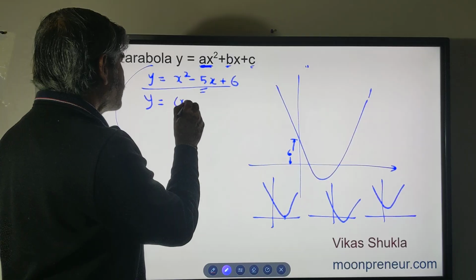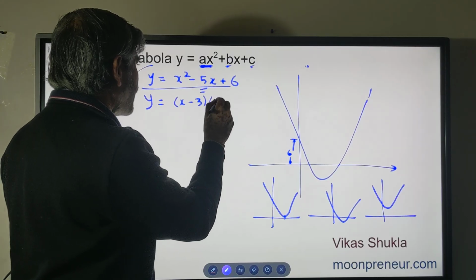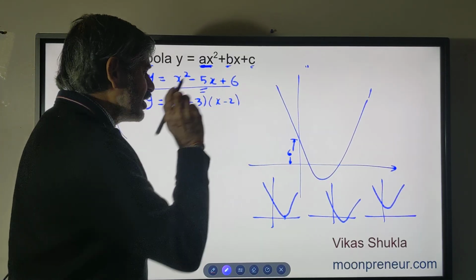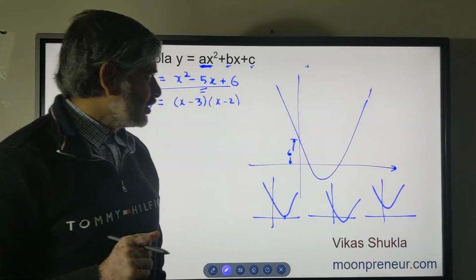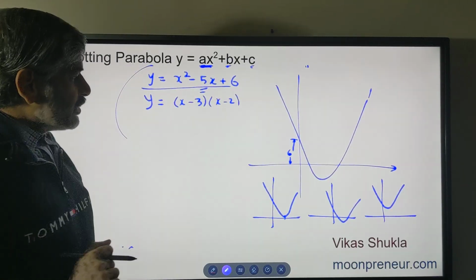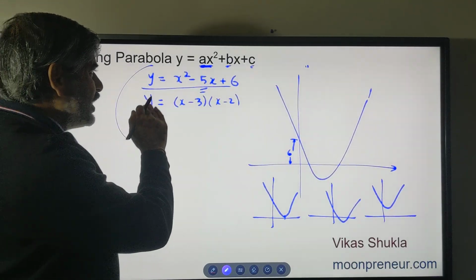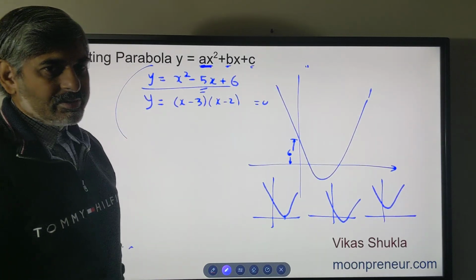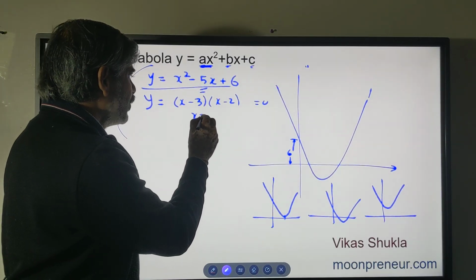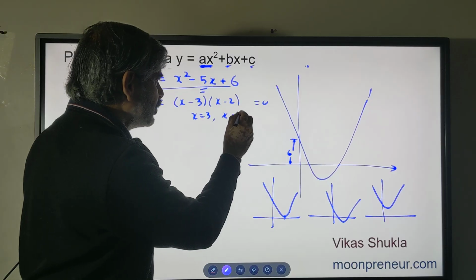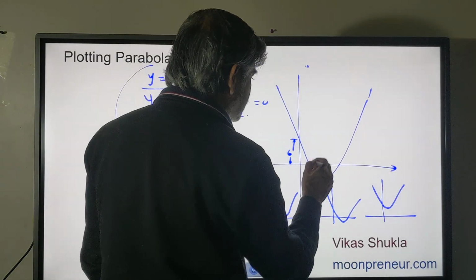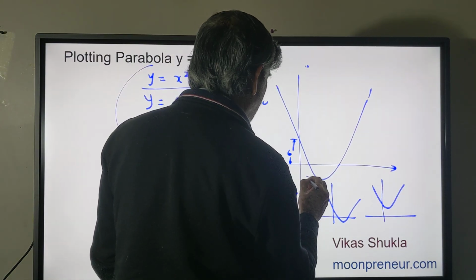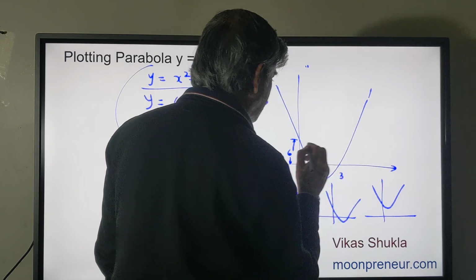y equal to (x minus 3) into (x minus 2). If you do not know how I factorize it very quickly, you have another video on this. This means that y is equal to 0 when either this is 0 or this is 0, which means either x equal to 3 or x equal to 2, which means that it cuts the x-axis at x is equal to 2 and x is equal to 3.